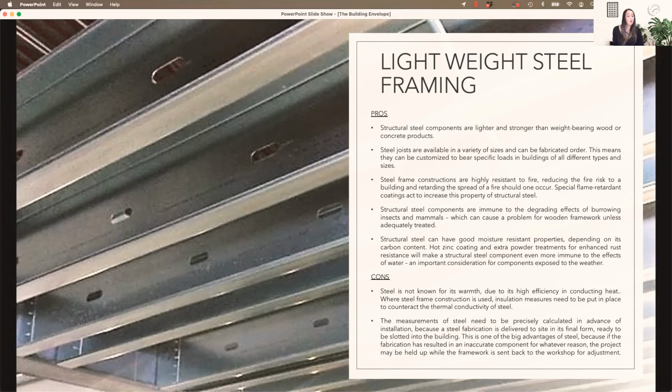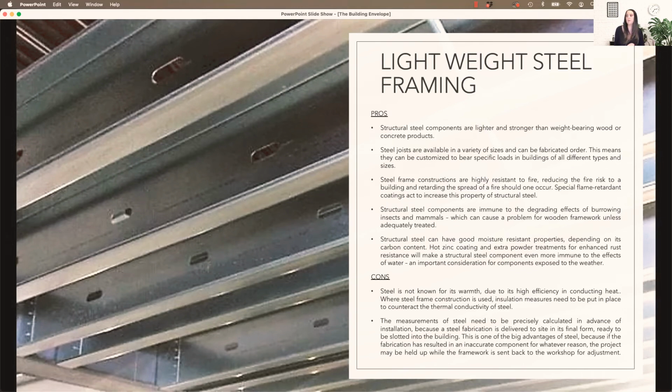Steel's not a very warm material, so it might need to be extra insulated to keep spaces warm. And typically, wood framing pieces can be cut at site by contractors, where with steel framing, they typically need to know all of those dimensions up front, and they're cut in a factory and then shipped to the site. So those are just some differences between wood framing and steel framing.